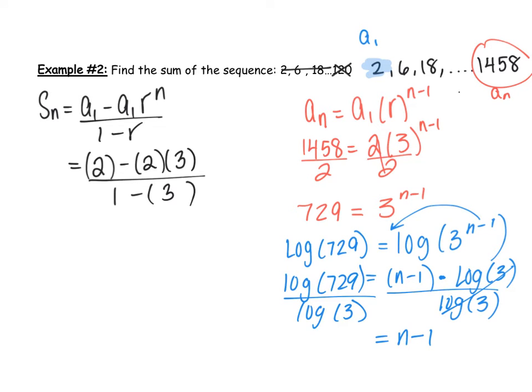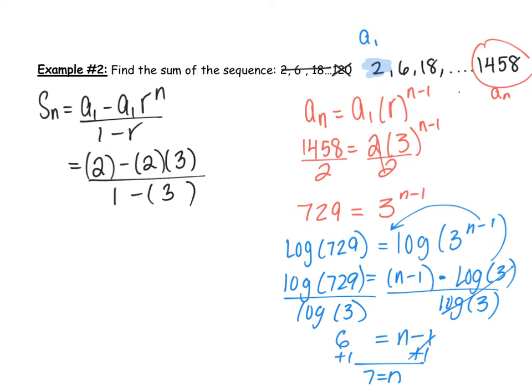So why don't you go ahead and type that into the calculator. So log of 729 divided by log of 3. You should be getting 6. And then just add 1 to both sides, and you get n is equal to 7.